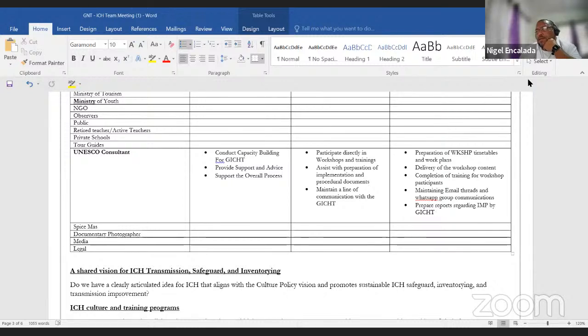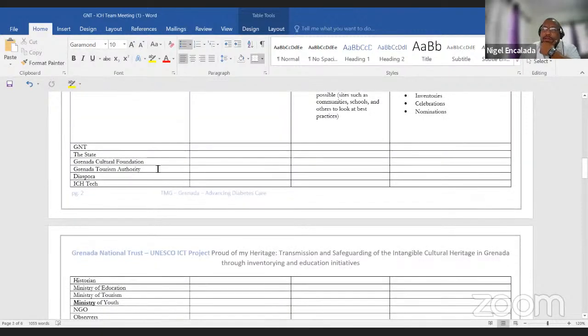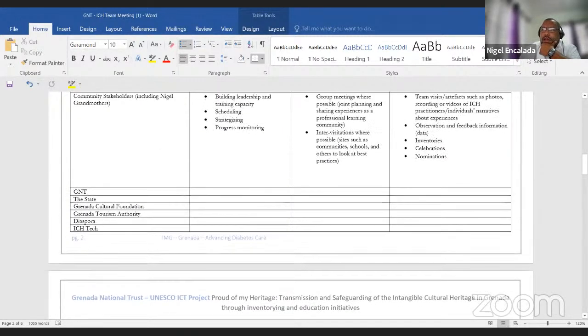Well, I would actually recommend that we play a song from Grenada. In the duration of the song, I'd like to do a roll call here. If you are here, please say present. I guess that's the old school way, no? Do we have representation from the Grenada National Trust? Well, yes.